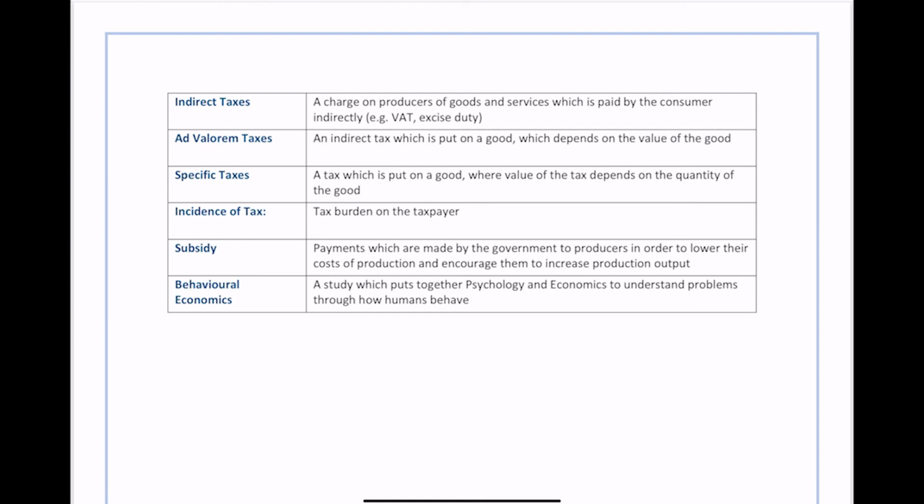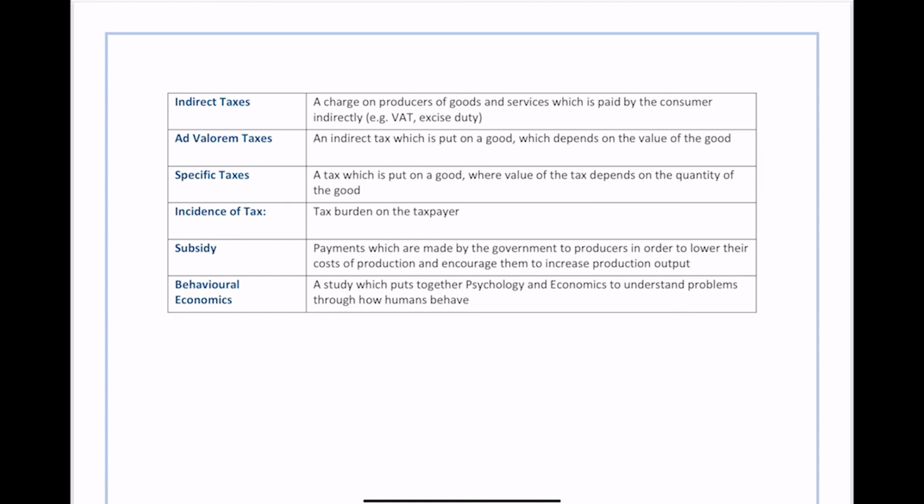Subsidies are just payments made by the government to producers in order to lower their cost of production and encourage them to increase production output. Basically, the government says to the producer, look, here's some money, here's a grant. As a result of having more money, the producer can buy more equipment, hire more people, reduce their costs of production, and produce more of something.